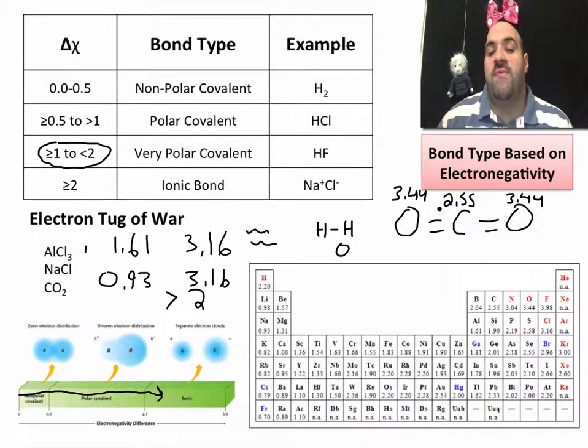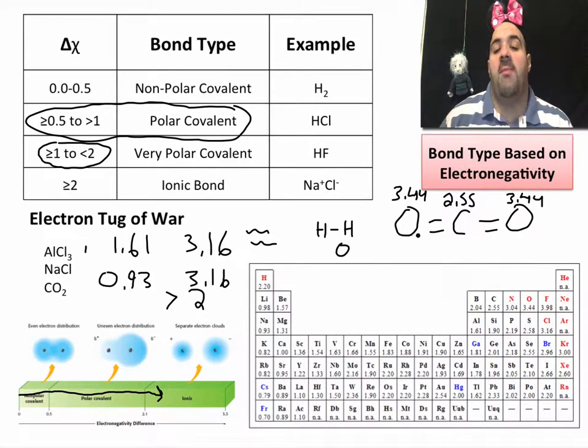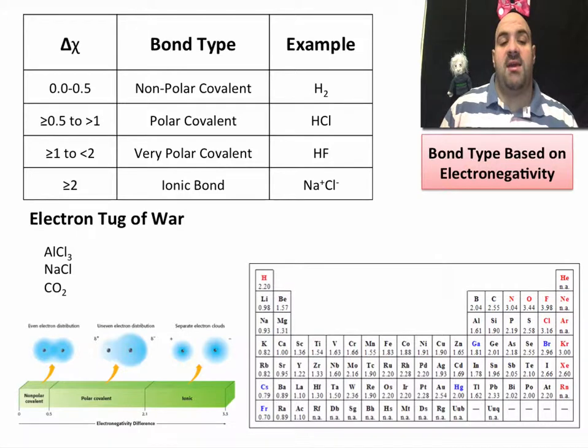3.44 minus 2.55 is going to be less than 1. It's going to be somewhere close to 1, but less than it. So we're going to call this a polar covalent bond. So carbon and oxygen is a covalent bond, two non-metals. They always form covalent bonds. Slightly polar, but we're going to talk about in a minute whether this molecule is polar compared to water. And I don't believe it's going to be, so we'll see why in a second.